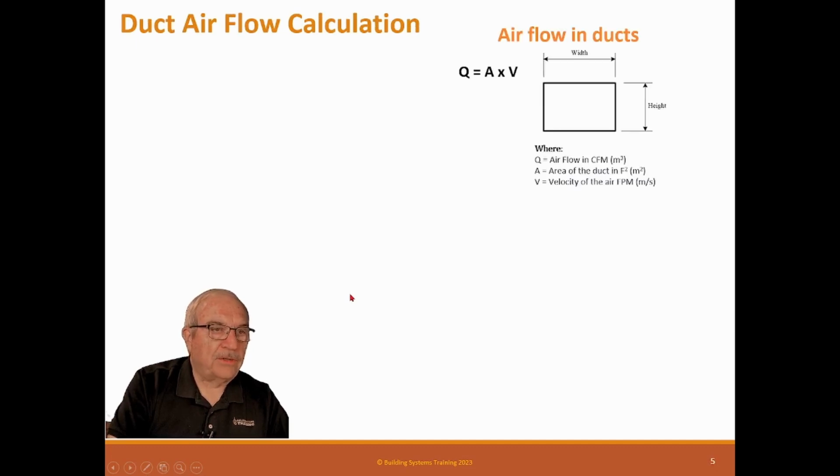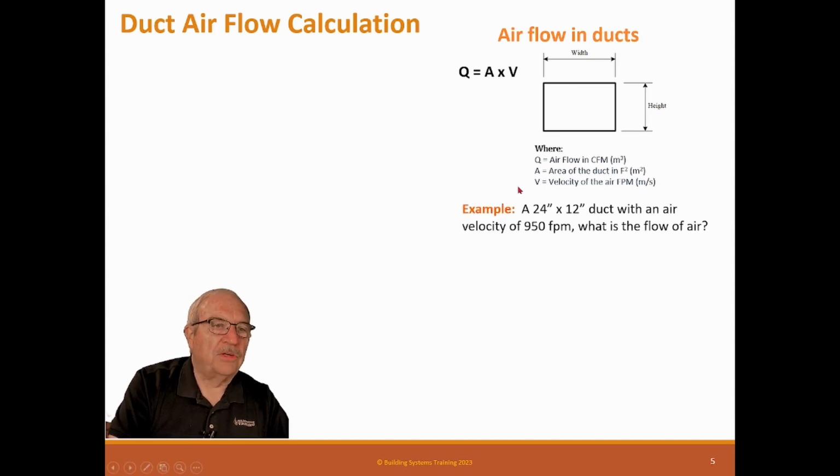Duct flow calculations. Okay, this is pretty easy. So the quantity of air, CFM, equals the area times the velocity. The area is in square feet, and the velocity is in feet per minute, and that will give you the CFM. So if we look at an example, a 24 by 12 duct with an air velocity of 950 feet per minute, what is the flow of air?